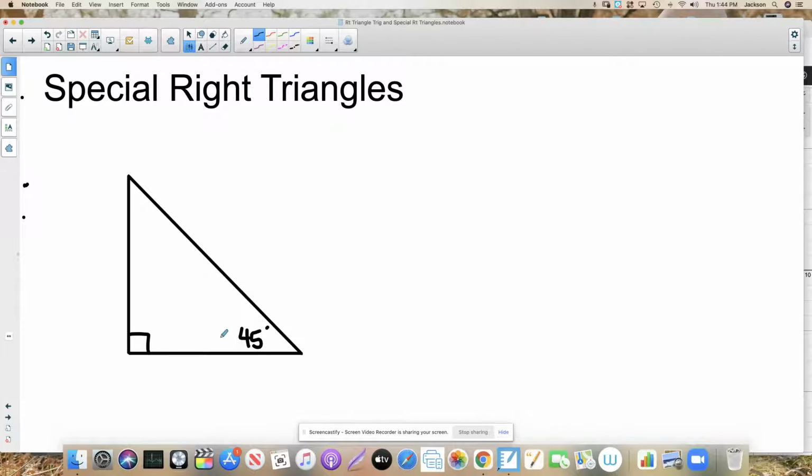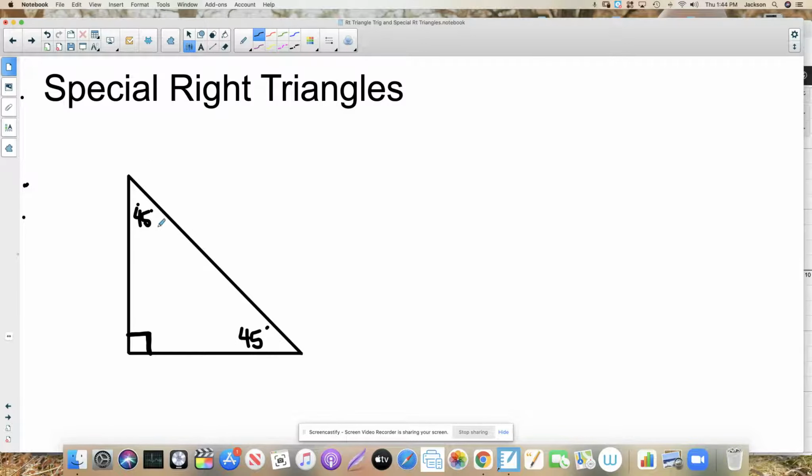So let's look at another one of these special right triangles, where we have a right triangle where one of the acute angles is 45 degrees. If the angles of a triangle have to add up to 180, and this down here is a 90-degree angle, then that means these two angles have to add up to be 90. And if one of them is 45, the other has to be 45, right? 45 plus 45 is 90.